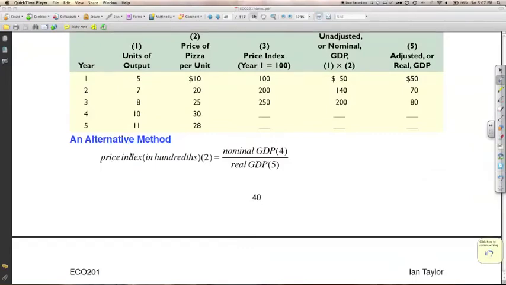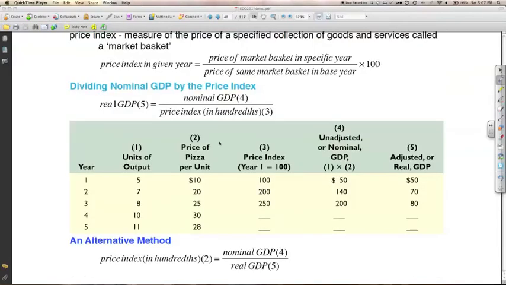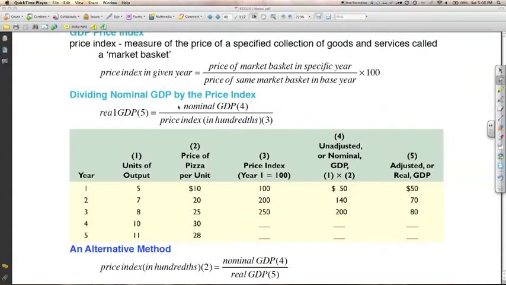Another way to do it is just to flip the equation around, and if you can find the price index here, just equal to nominal divided by real GDP. All we're doing is just playing a little algebra with this equation here.